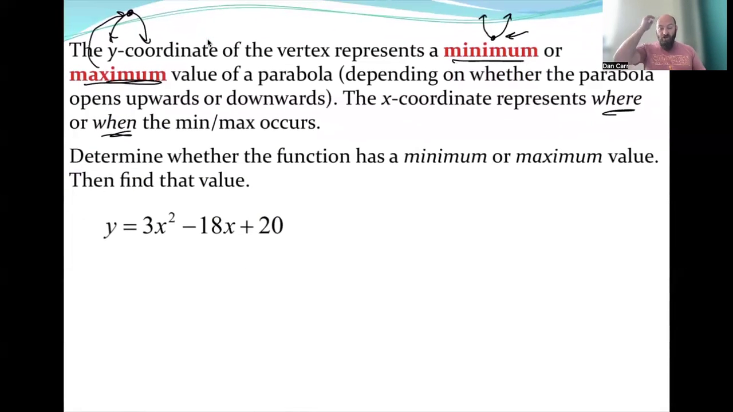So determine whether the function has a minimum or maximum and then find it. In this case, we just look at that a value. That's the only thing that makes a difference about whether it's a minimum or maximum. So since a is greater than 0, we know it opens like this. So this problem is going to have a minimum.